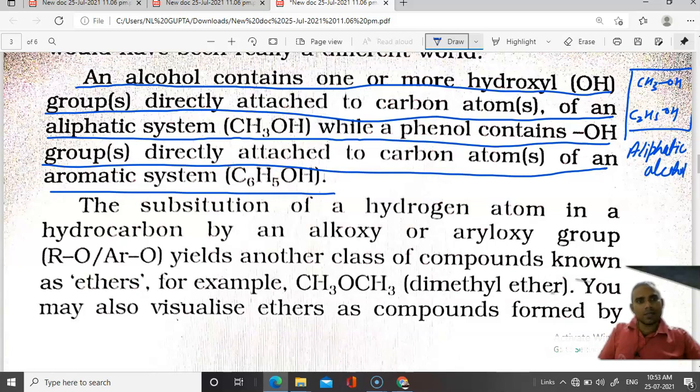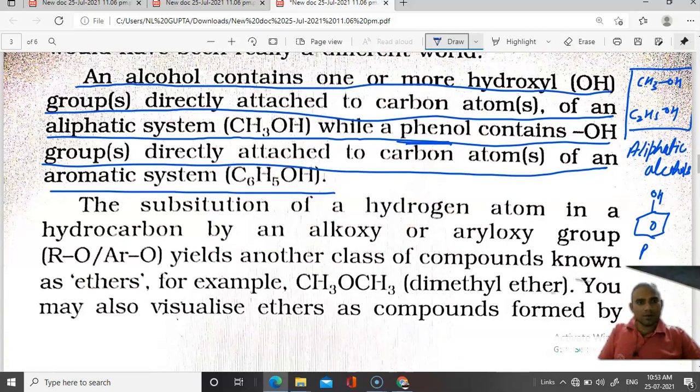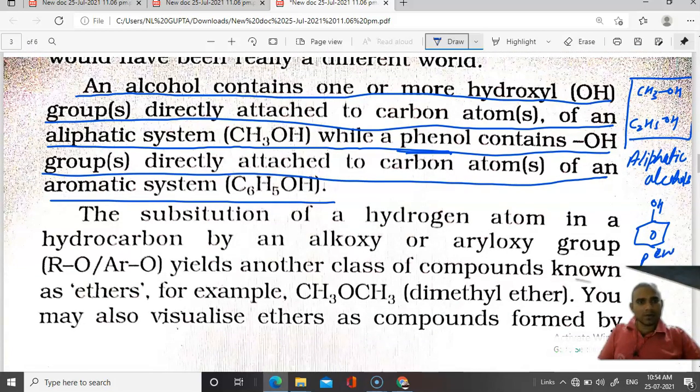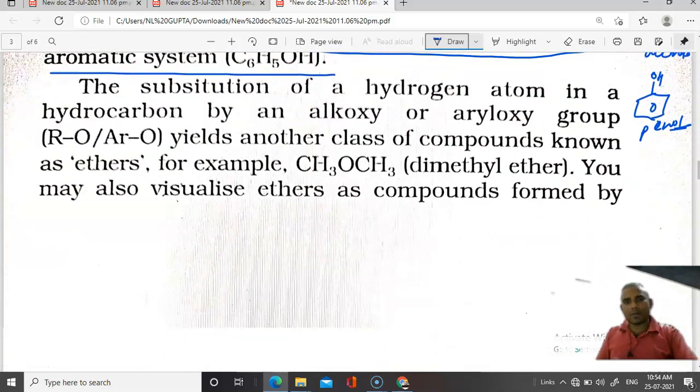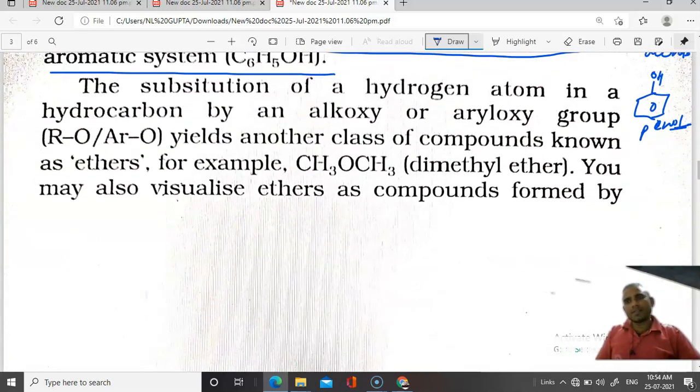Now, another point you keep in mind, student: if we have an OH group attached like this, this will be the phenol, student. This is what is known as phenol, keep that in mind. Now let's move on to the next paragraph, student. This is all completely from NCERT, student.